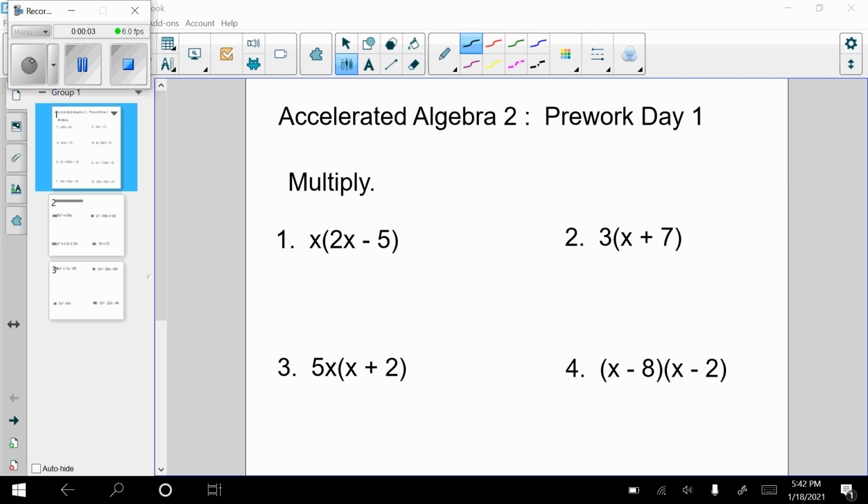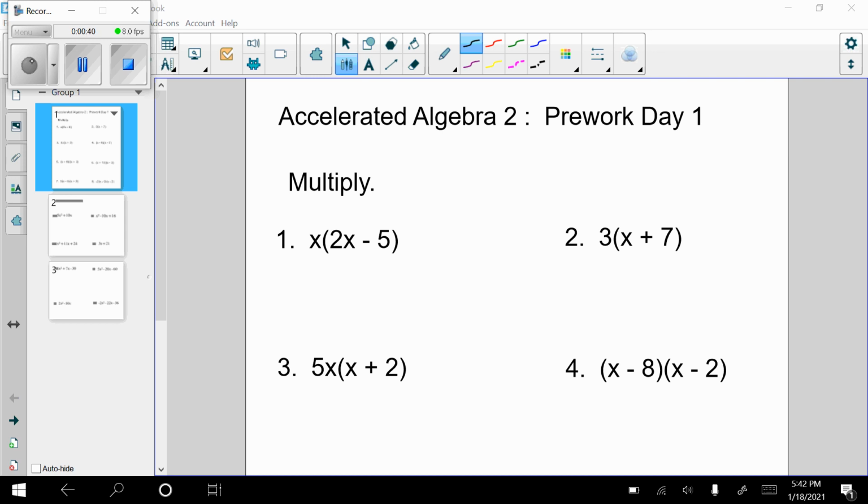All right, hello all. We're going to start the semester off by doing just a couple days of pre-work, just to make sure that back when you were in Algebra 1, you got a good dose of factoring, because factoring is one of those skills that's never, ever, ever going to go away. It'll follow you throughout math. So let's start off by just doing some basic multiplying, and then I will show you how to factor and work backwards, because that's all that factoring is.